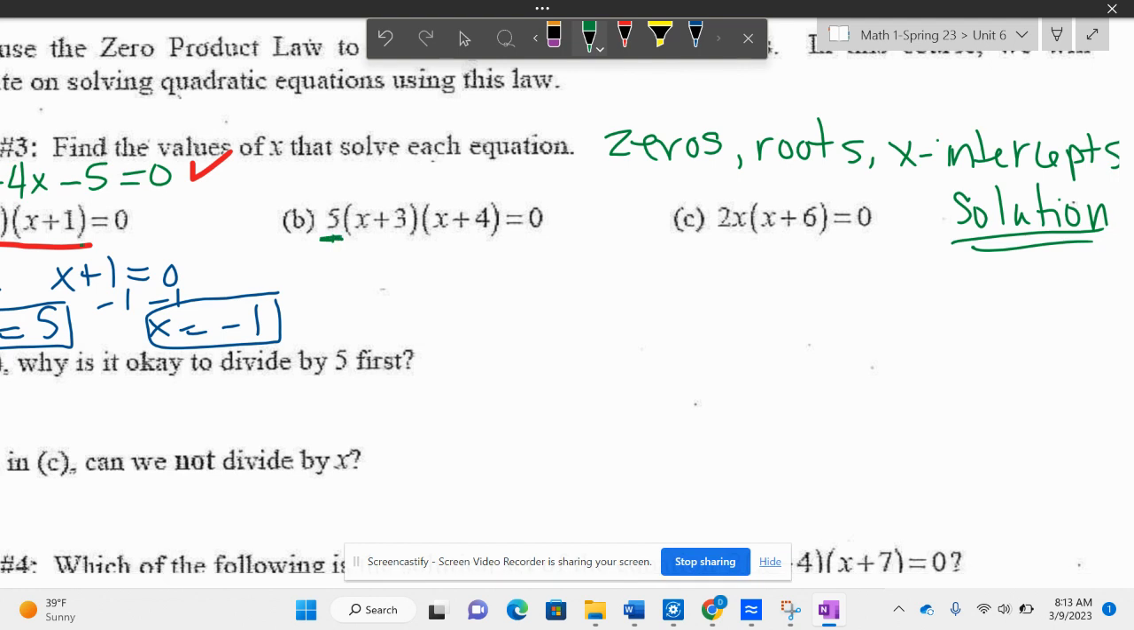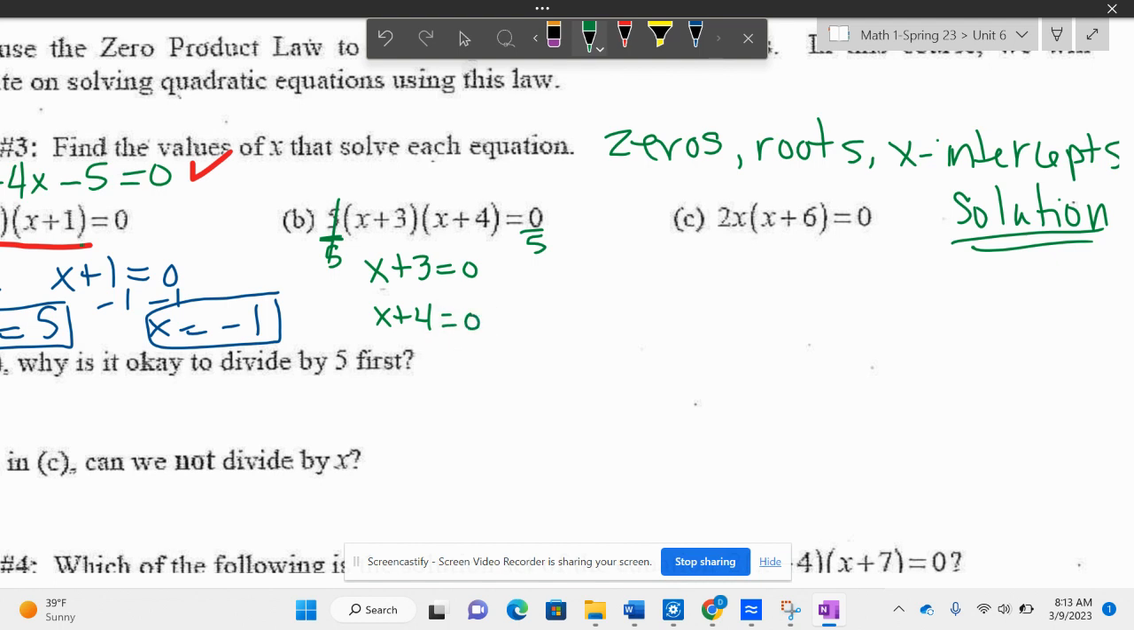Well, I'm trying to solve. I'm trying to get the two factors all by themselves. So what if I divide both sides by 5? What happens? This becomes a 1. And what happens over here on the 0 side? What's 0 divided by 5? 0. It's 0. So I still have x plus 3 equals 0 and x plus 4 equals 0.